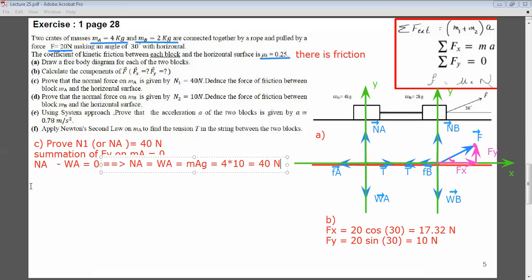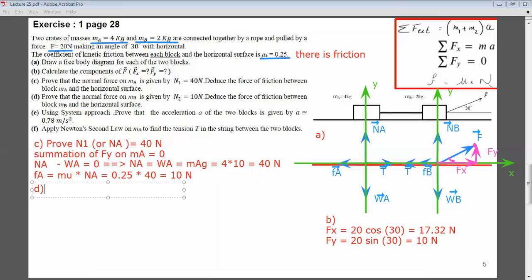Okay, then deduce the friction between MA and the horizontal. We just have to remember that the friction is equal to mu times NA, which is equal to 0.25 times 40, which is equal to 10 Newtons. Okay, this is part C. Part D.